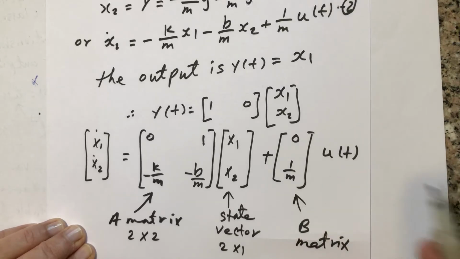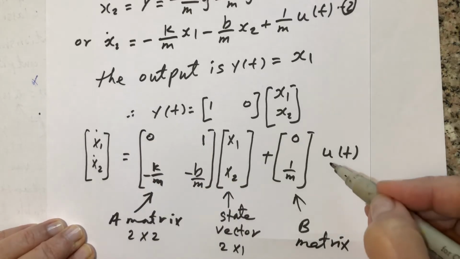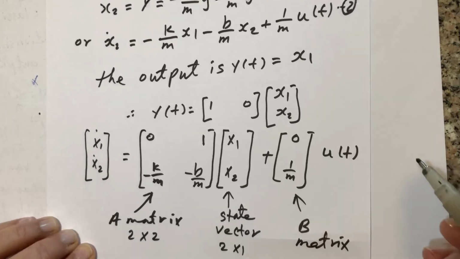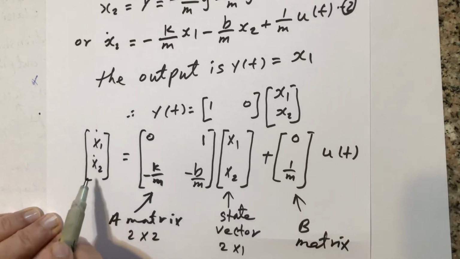This is a single input, single output system, so B is 2, which is the order of the system, by 1. And what's this? This is the input. The input here is a scalar because it's only a single input. And what's this? They say it's the derivative.